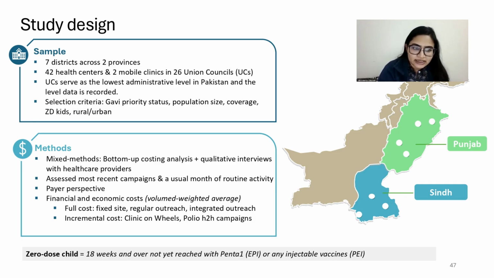For the analysis, we calculated the full cost for the strategies which are only providing the immunization services, such as fixed site, regular outreach, and integrated outreach. The incremental cost was calculated for those strategies which also provide additional healthcare services, like in Clinic on Wheels and polio house-to-house campaigns. The zero dose definition which we used in our analysis is every child which hadn't received Penta 1 or any injectable vaccine by the age of 18 weeks was regarded as zero dose.